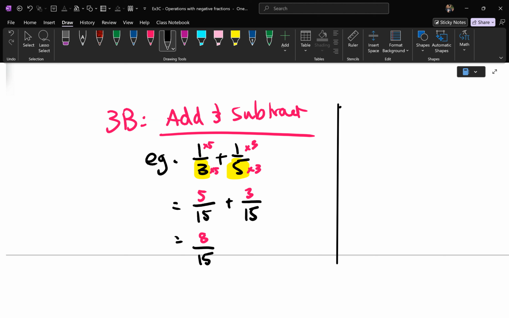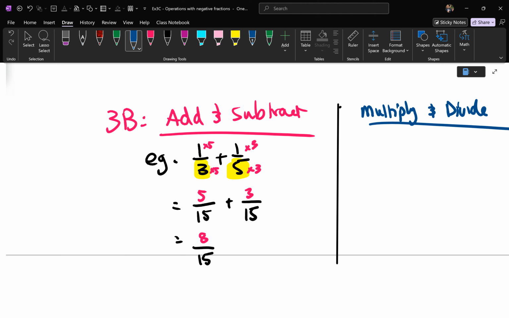What was the second skill that you had to learn? Let's go with Ryan. What did we do in the second part of 3B? First part was add, subtract, and the second part must be? Very good. Multiply and divide.